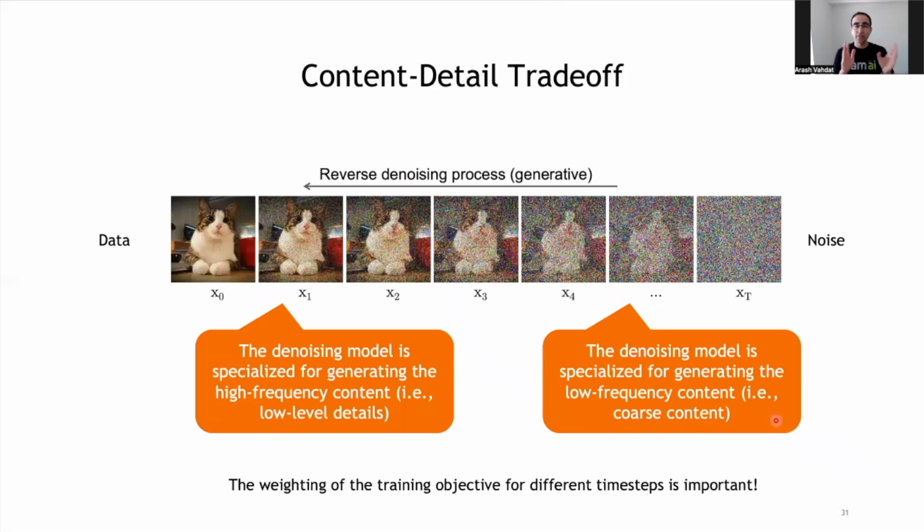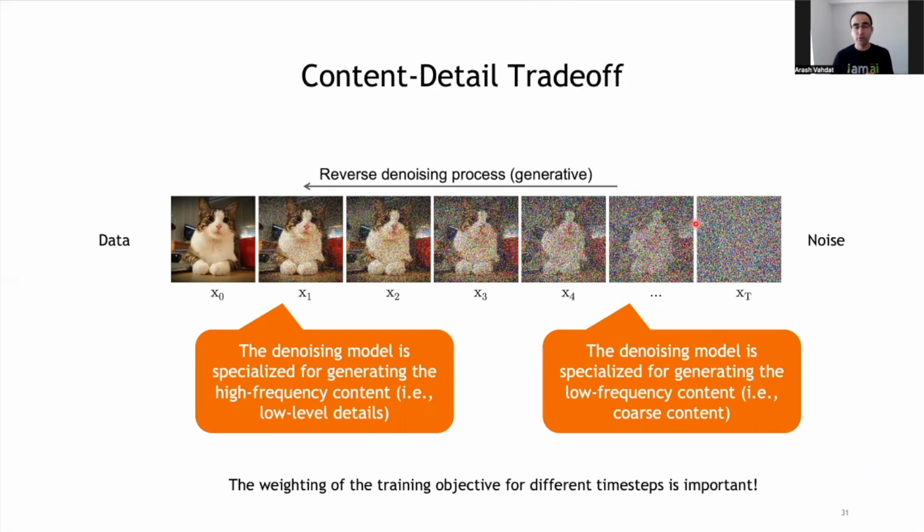So because there's kind of a trade-off between content and detail. You can think of the low frequency response as the main content of the image, and the high frequency response as just the detail in that generation. Because these diffusion models kind of trade off between these in different steps.